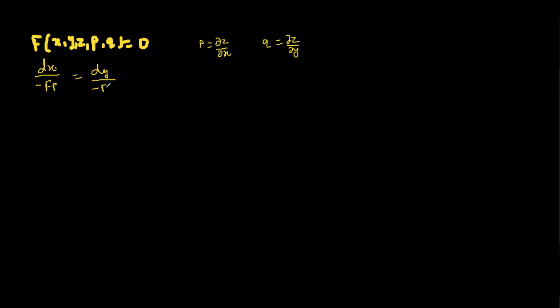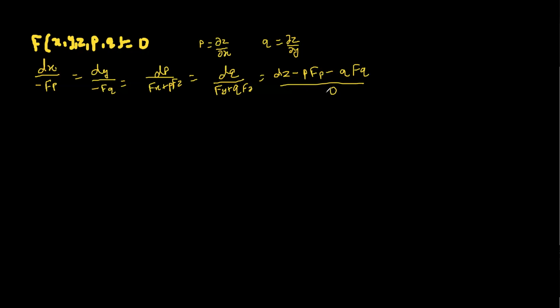dy upon minus fq, dp upon fx plus p fz, dq upon fy plus q fz, dz upon minus p fp minus q fq, upon 0. So we have to find the relation between p and q.